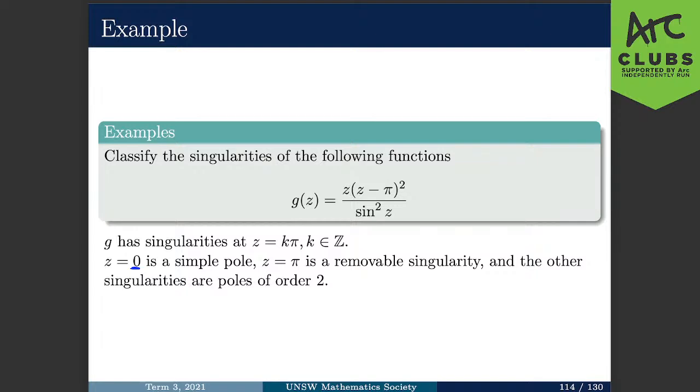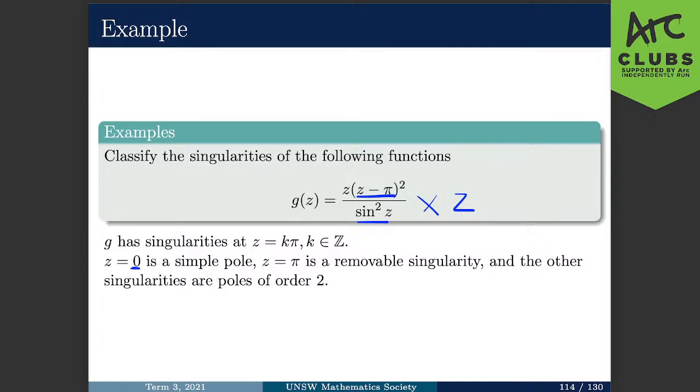You can verify that if I multiply this by z, then the limit should exist as z goes to 0. And using a very similar idea, at pi there is a double 0 of the numerator, and it's also a double 0 of the denominator. So overall, it should just be a removable singularity. And again, you can verify this using calculus: if I take the limit as z goes towards pi, the limit should exist.